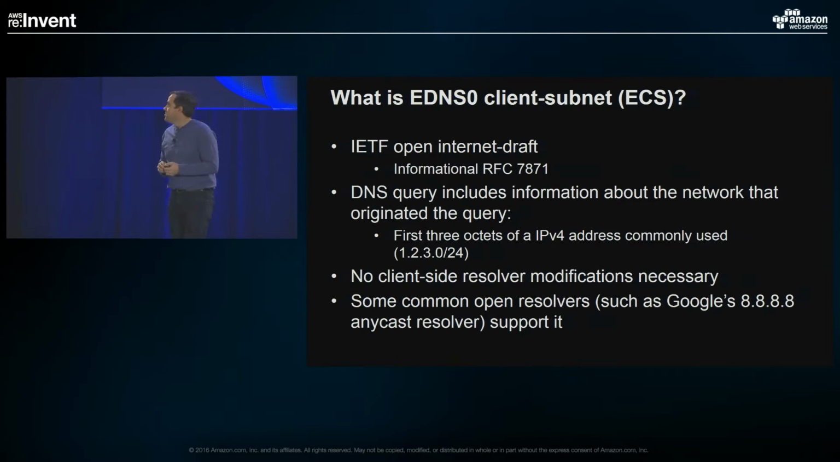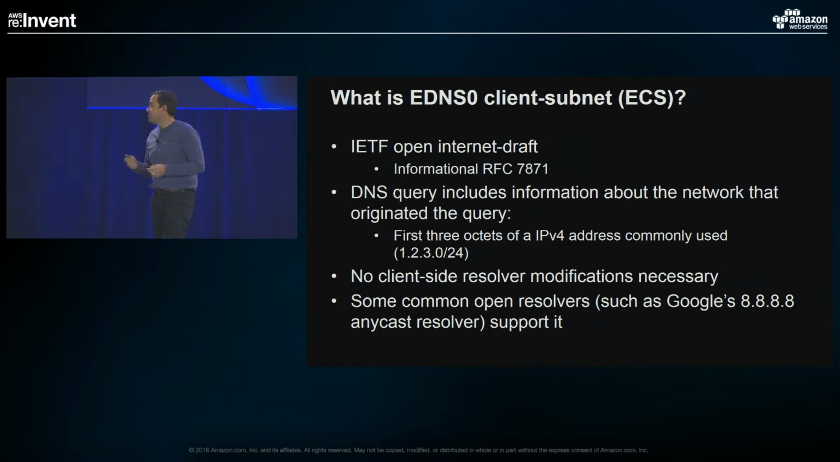There we go. So this is an extension that was developed several years ago. The idea is that it uses the EDNS extension protocol as part of DNS to provide a portion of the actual client IP request, the IP address, so the /24 subnet of the viewer requesting the address. No client-side resolver modifications are necessary. This is purely an extension that exists between the ISP's recursive resolver and the CloudFront Route 53 authoritative servers.